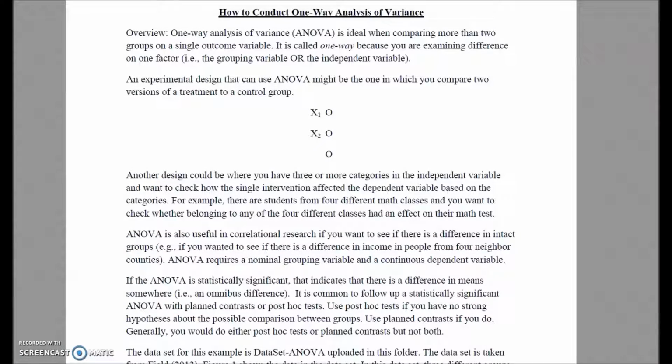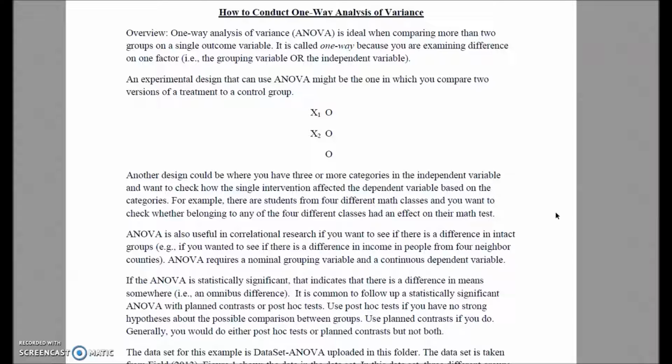So let us now talk about one-way ANOVA. So what is one-way ANOVA? ANOVA is basically analysis of variance. That is what ANOVA stands for. And we are doing one-way ANOVA. That means we have only one independent variable.